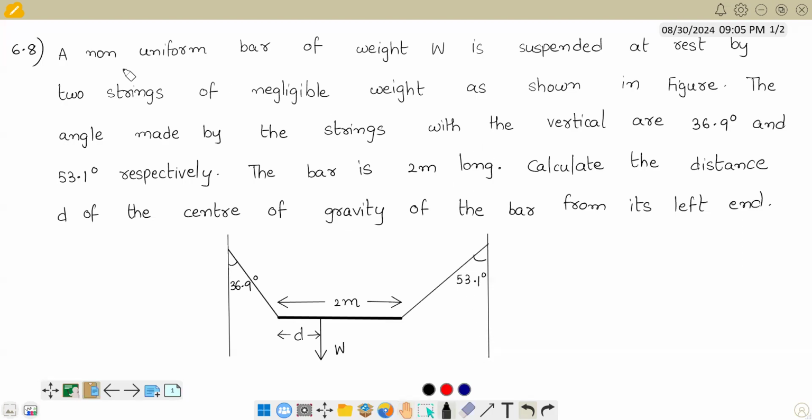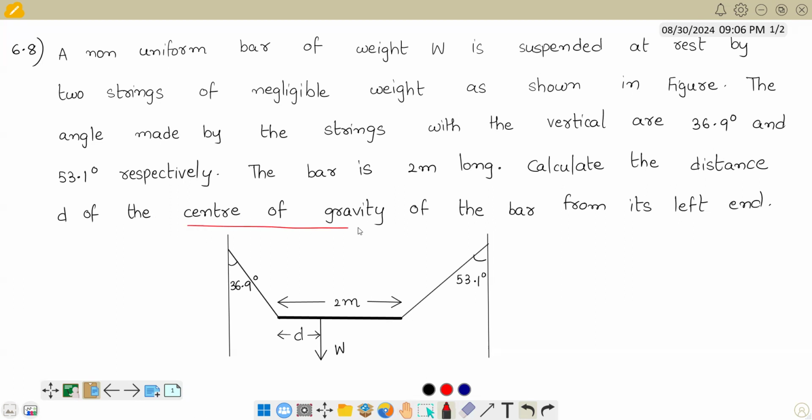Hello students, the question says a non-uniform bar of weight W is suspended at rest by two strings of negligible weight as shown in the figure. The angles made by the strings with the vertical are 36.9 degrees and 53.1 degrees respectively. The bar is 2 meters long. Calculate the distance d of the center of gravity of the bar from its left end.